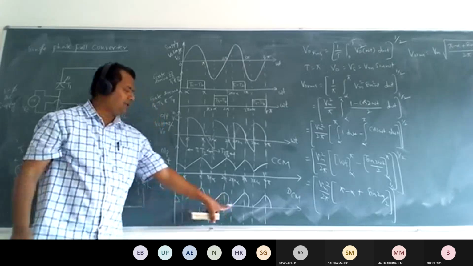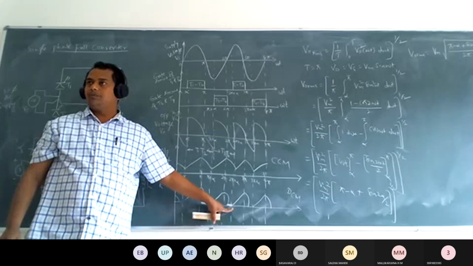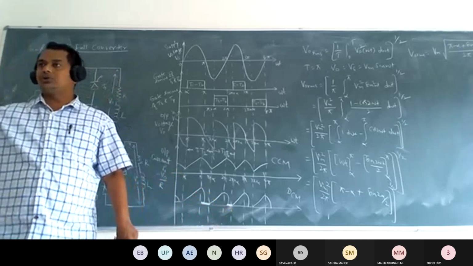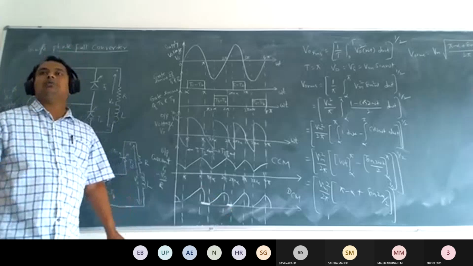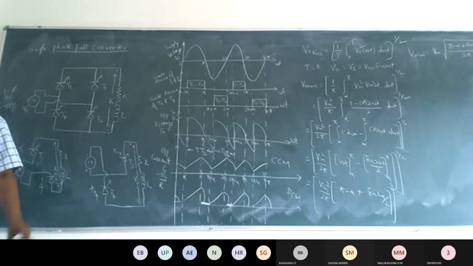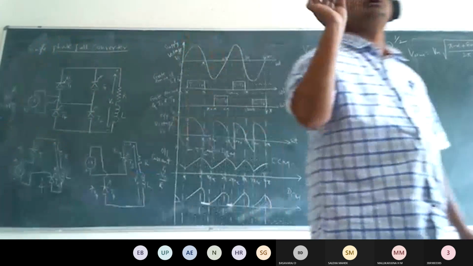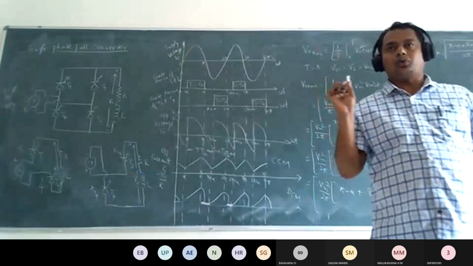This represents the discontinuous current. The waveform is not continuous. It will be a discontinuous current mode of operation. This only happens if you connect the load in the form of an inductive load.